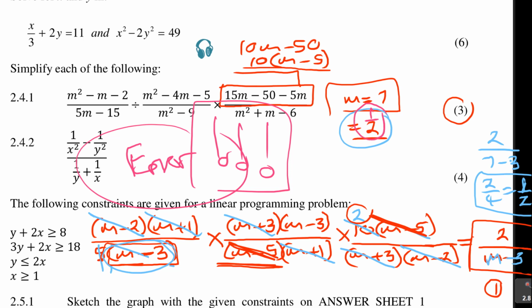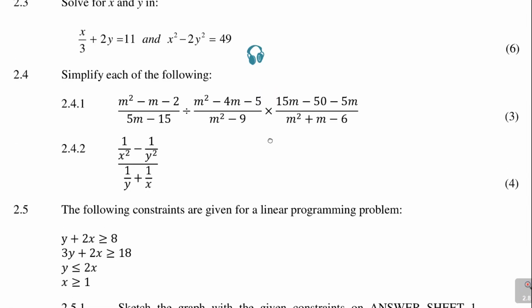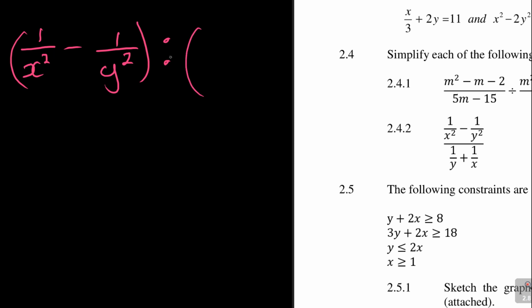Alright, now let's move on to the next one. Just because of time, I don't want this to be too long. There is the other one. They are saying I'm supposed to simplify 1 over x squared minus 1 over y squared, and then this is how you write it, divided by, then you put brackets, 1 over y plus 1 over x. That's what I want you to do when you're solving this.